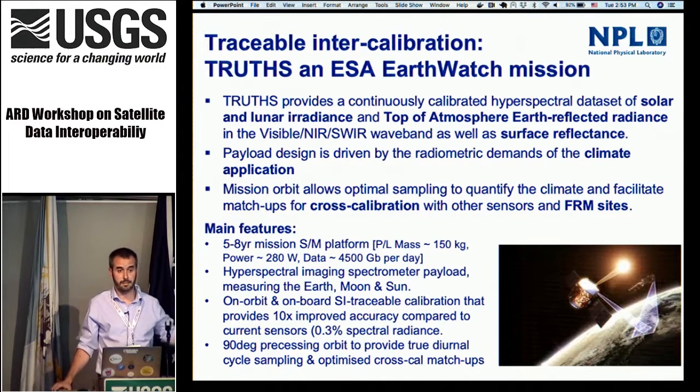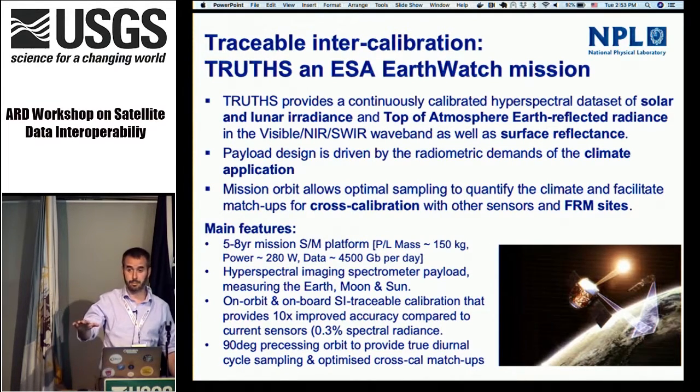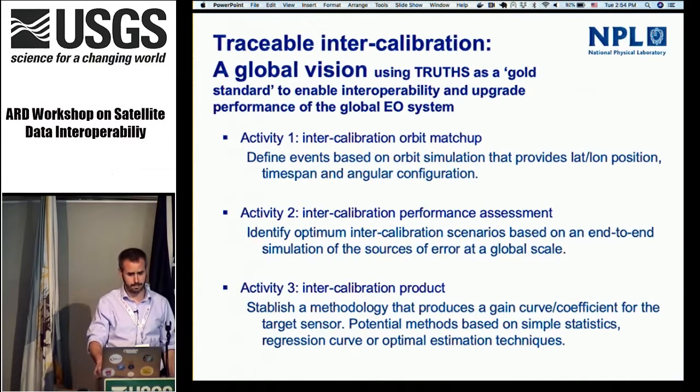It's got a hyperspectral imager covering the VNIR and SWIR. It's got an on-orbit and onboard SI traceable calibration, which aims to go to 0.3% spectral radiance. This is thanks to the incorporation of a cryogenic radiometer, which is the standard of optical power. And as I said before, it's got a precessing orbit, which is going to be very useful to have different viewings and temporal acquisitions of the different areas of the Earth.